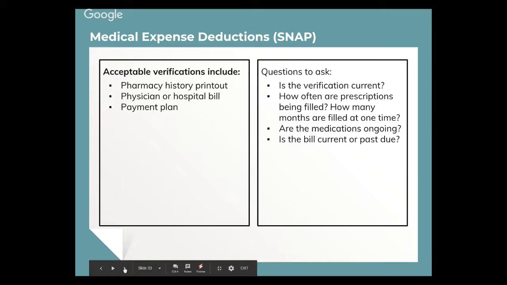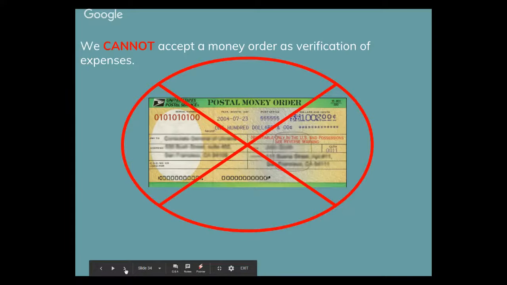All right, medical expense deductions for SNAP only. Acceptable verifications include things like a pharmacy history printout, a physician or hospital bill, and then a payment plan. Some questions to ask with that: is the verification current? How often are prescriptions being filled? How many months are filled at one time? Are the medications ongoing? Is the bill current or is it past due? Something that we need to keep an eye out for is that we cannot accept a money order as verification of an expense.